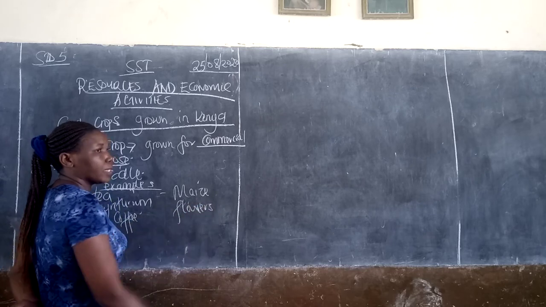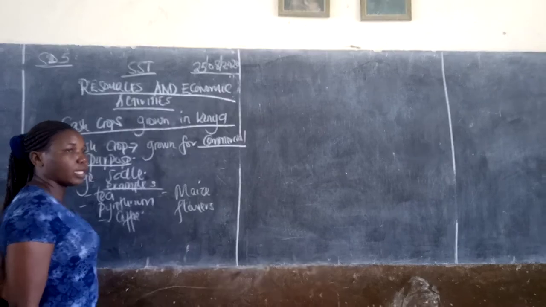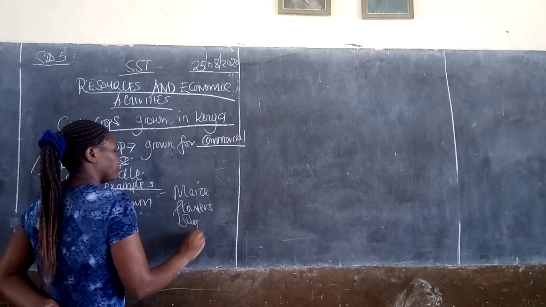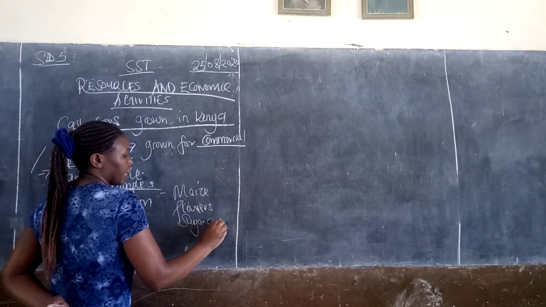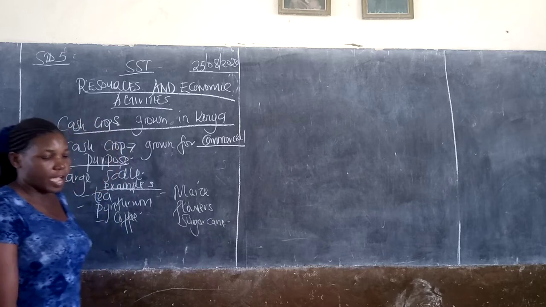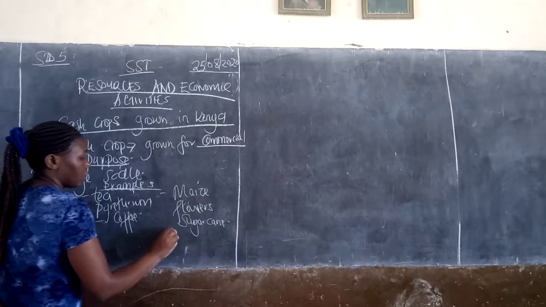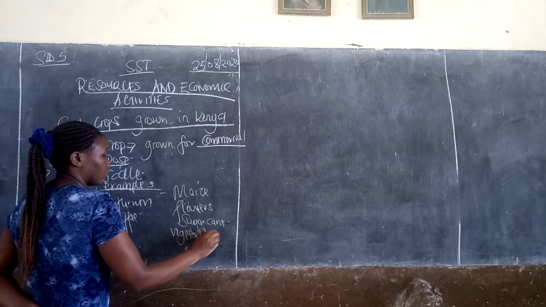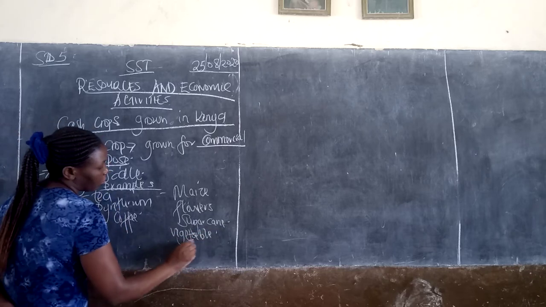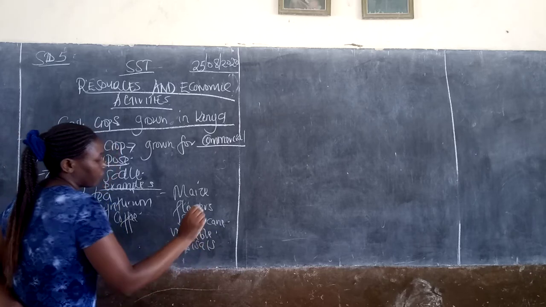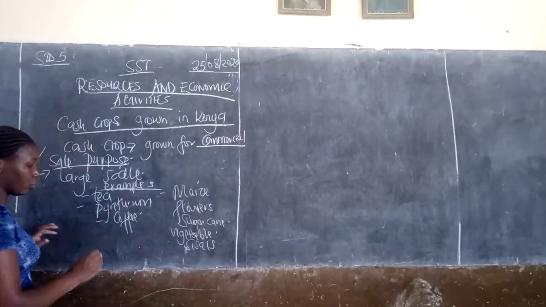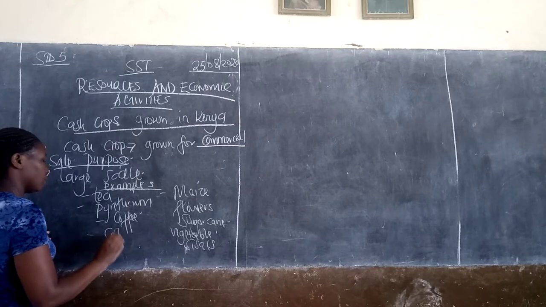We have flowers, sunflowers. We usually eat some sunflowers there. And we have sugarcane. We also have vegetables, cabbages. Those are grown for sale. We have sisal. These are crops that are grown for sale. We have another example, sisal. We also have cotton.